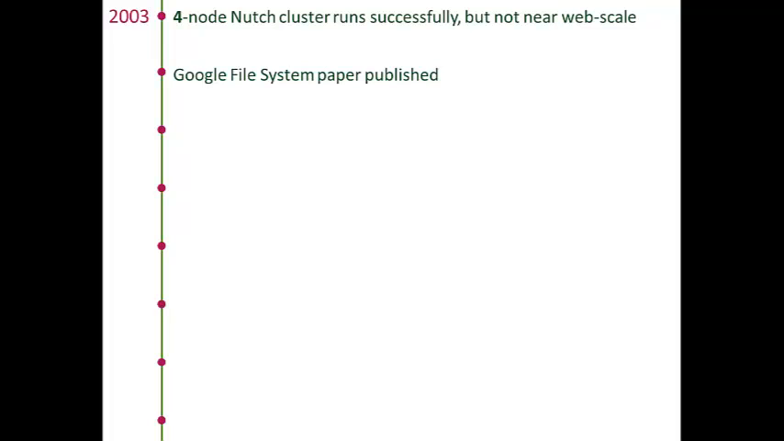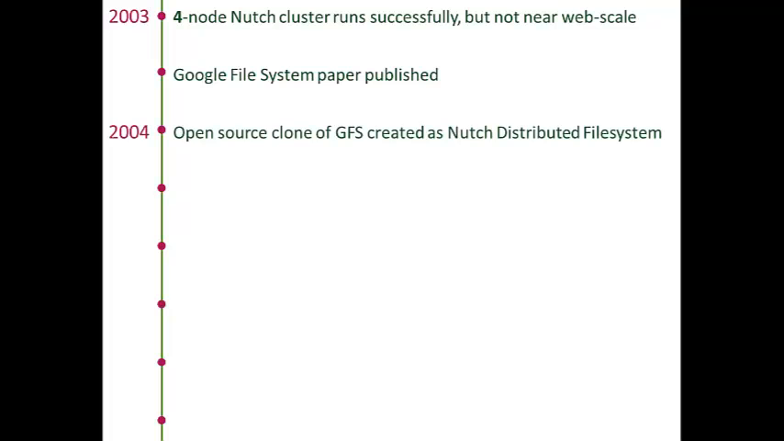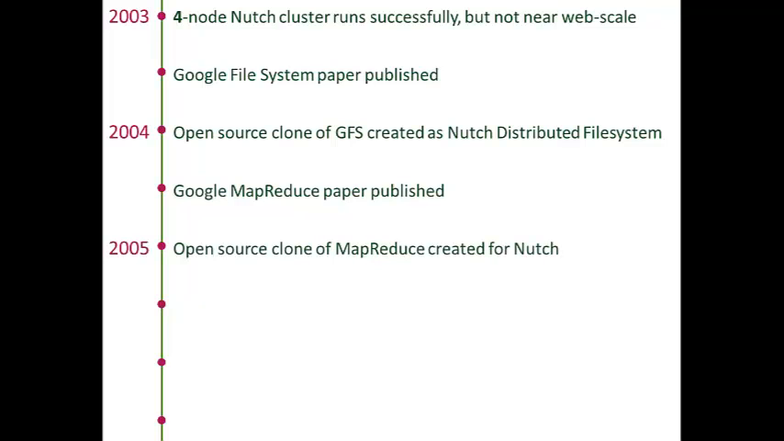Later in 2003, at an operating system conference, Google published a paper about the Google file system, a highly scalable file system. In 2004, Cutting created the Nutch distributed file system, an open source clone of the Google file system. Later in 2004, at another operating system conference, Google published a paper about its MapReduce programming model. In 2005, an open source clone of MapReduce was created by Cutting for Nutch.